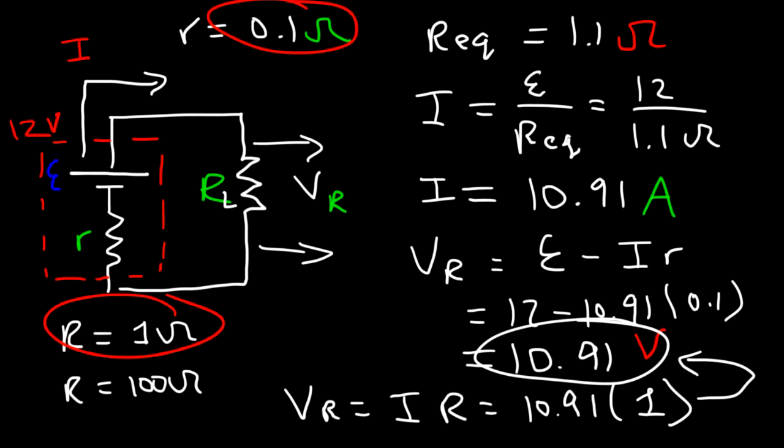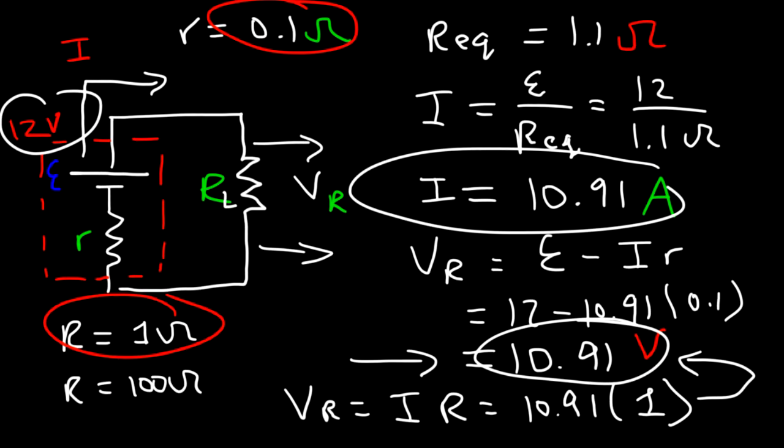So notice the voltage drop is much greater. The EMF is 12, but the terminal voltage is 10.91. It's no longer 12. And the reason why the voltage dropped a lot is because a lot of current is being drawn away from the battery. And so it experiences a greater voltage drop. Now let's try another problem, but with the same circuit diagram.